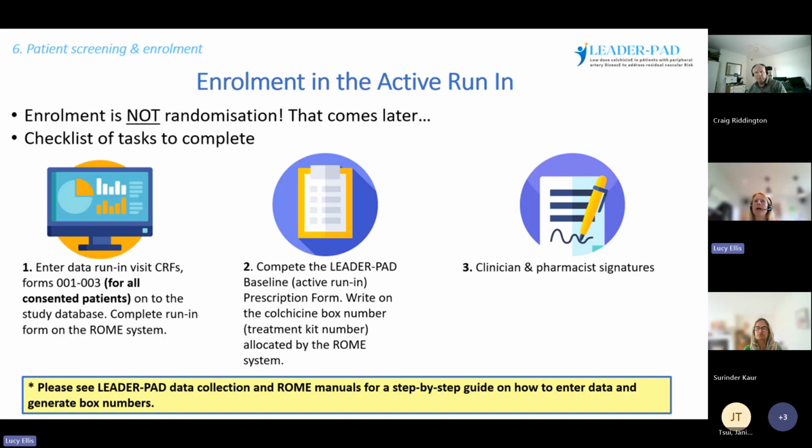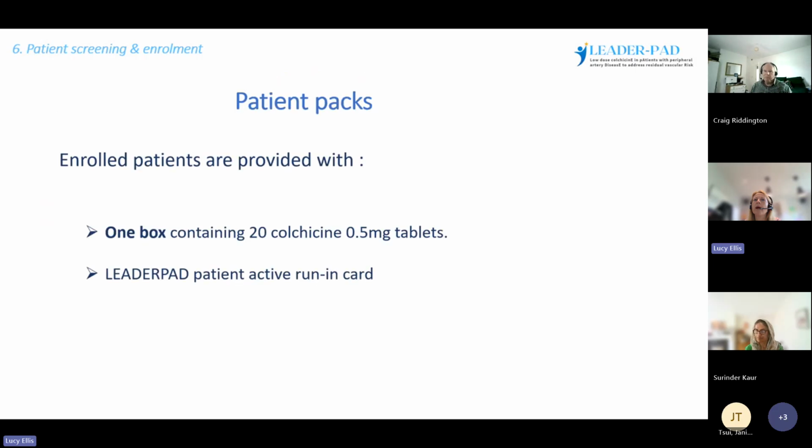And you are able to enter data onto the study database after the medication has been dispensed if there are time constraints for some reason, in which case you can do it on paper first. We provide PDF copies of the CRFs which can be printed out. And then once the prescription has been completed, you can give the participant the allocated box of 20 colchicine tablets for the active run-in period, and also a patient card detailing that they're on the study and taking colchicine.